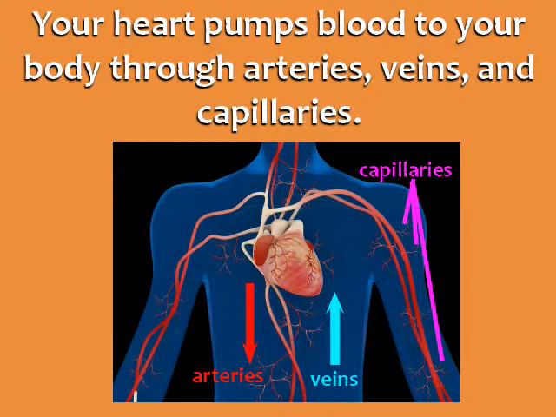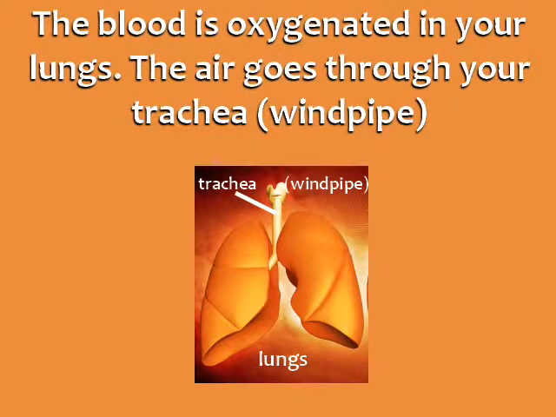Your heart pumps blood to your entire body through arteries, which carry blood away from the heart, veins, which carry blood back to the heart, and capillaries, very tiny blood vessels. The blood is oxygenated in your lungs. When you breathe, the air goes through your trachea, which is more commonly called your windpipe.